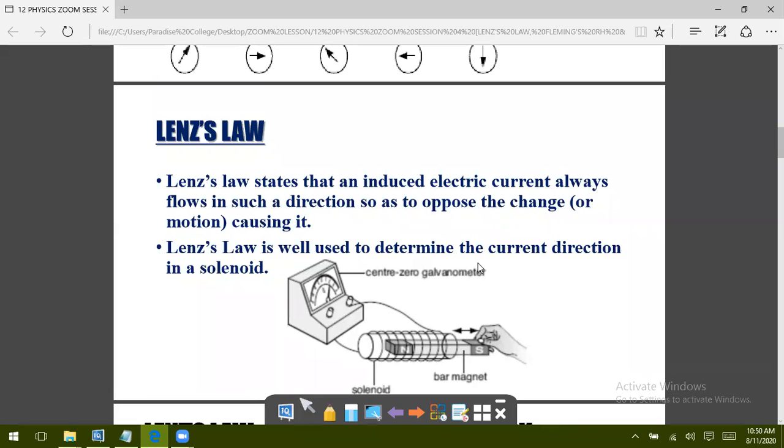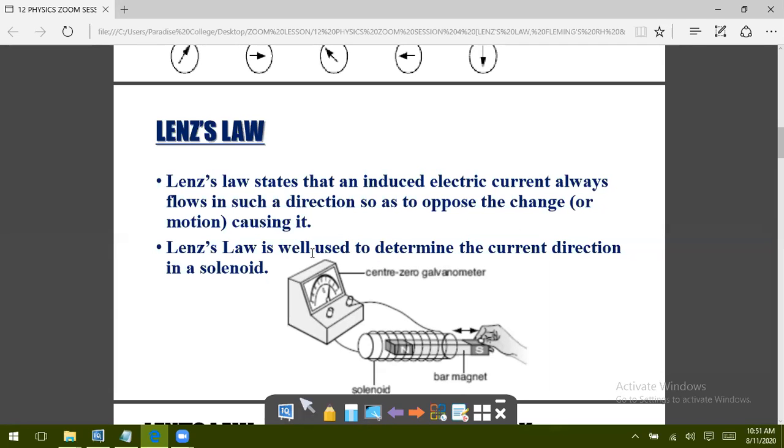Now, Lenz law again states that an induced current always flows in such a direction so as to oppose the change, or it opposes the motion causing the induced current.